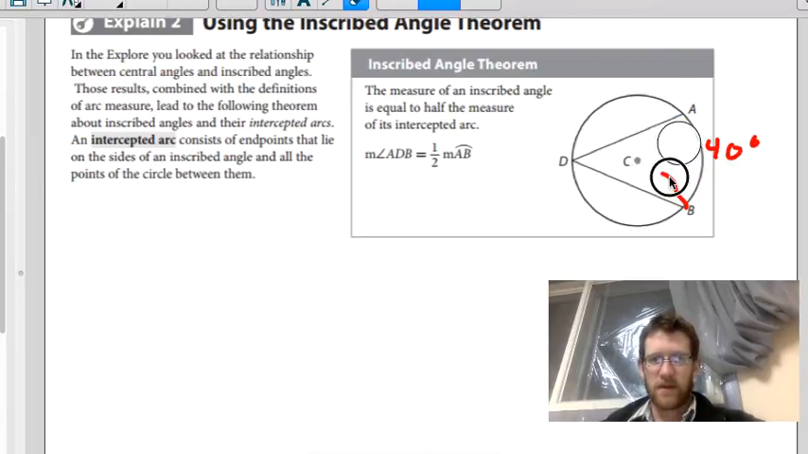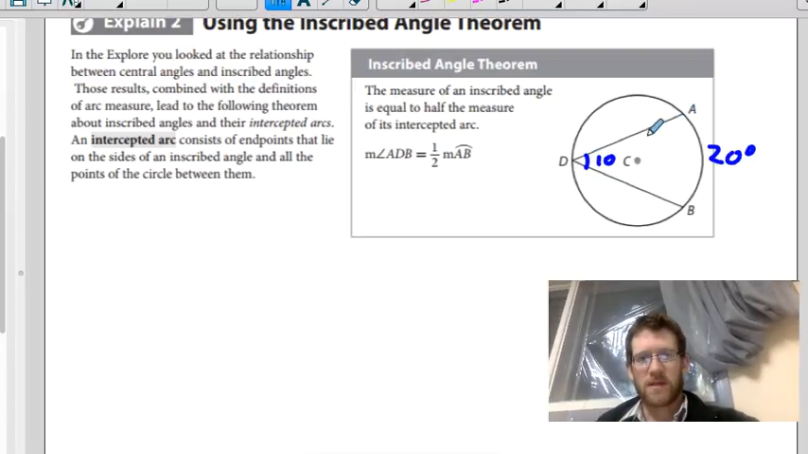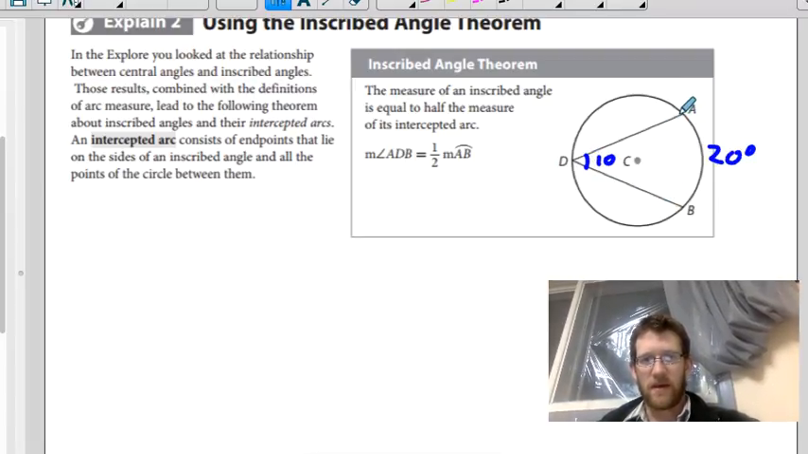So we'll try this again. If angle D is, say, 10 degrees, that means AB is 20 degrees, right? So an inscribed angle is always half of the intercepted arc that it makes.